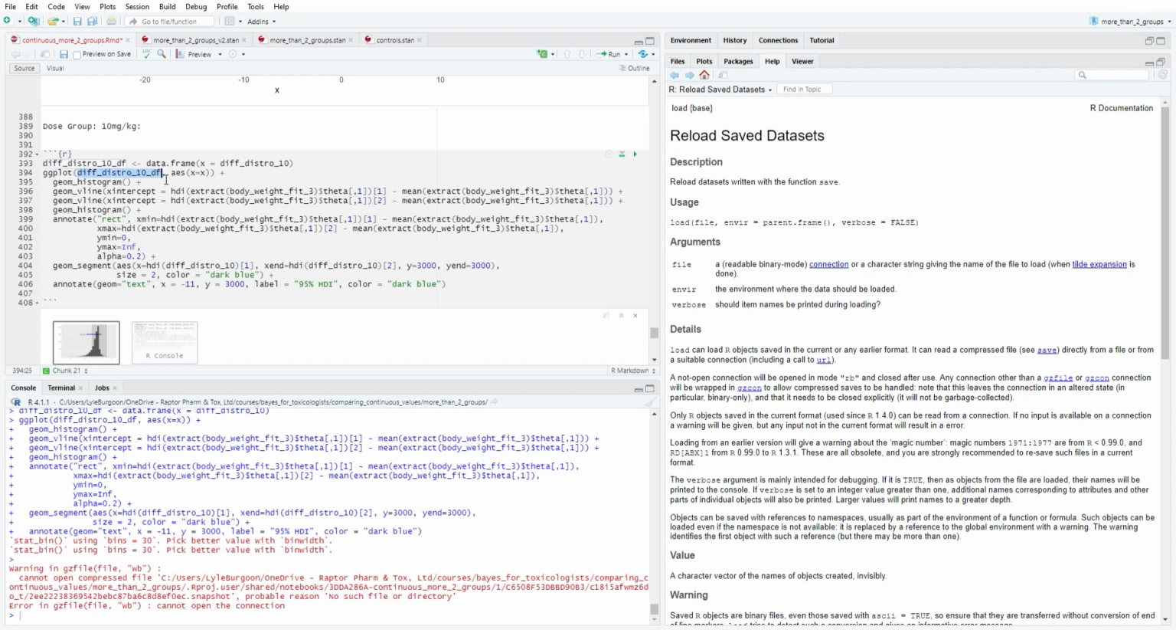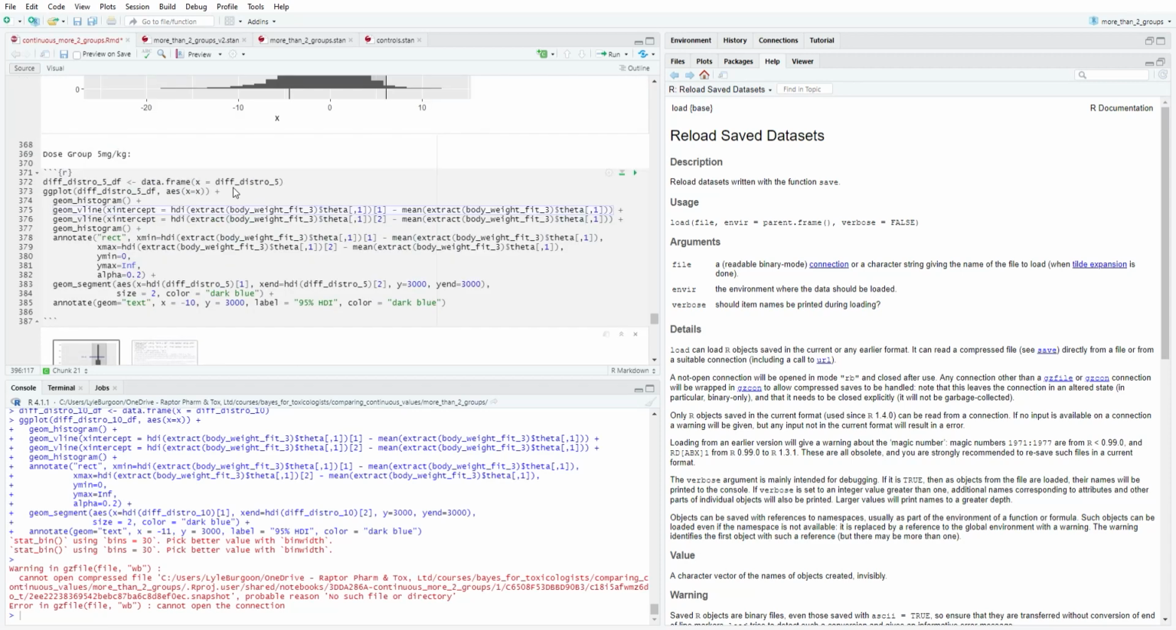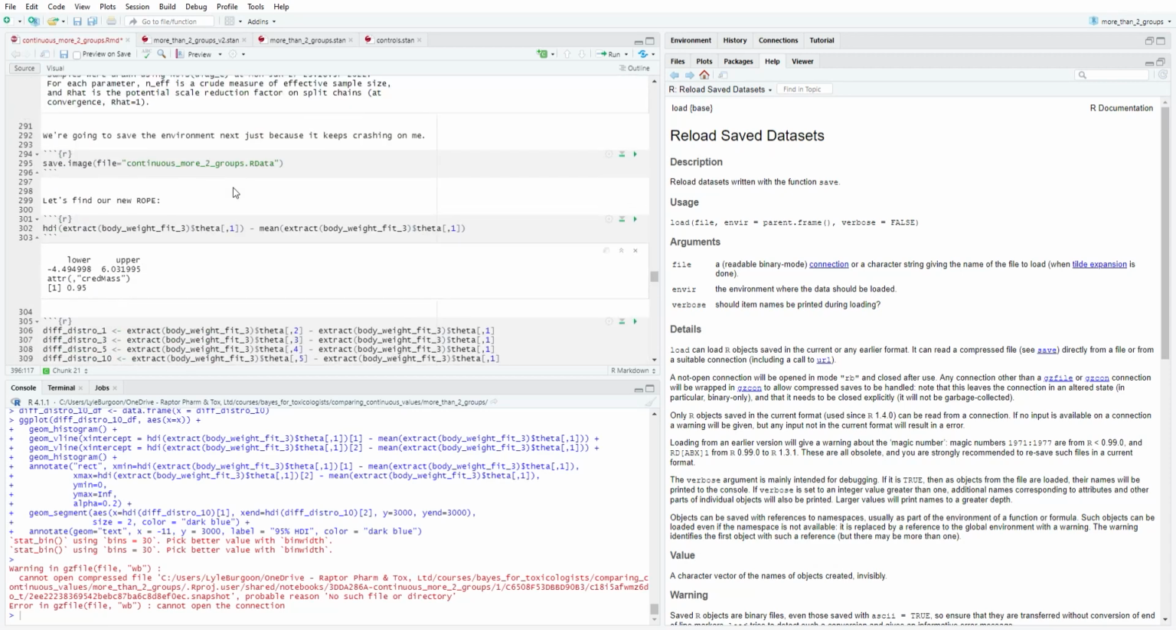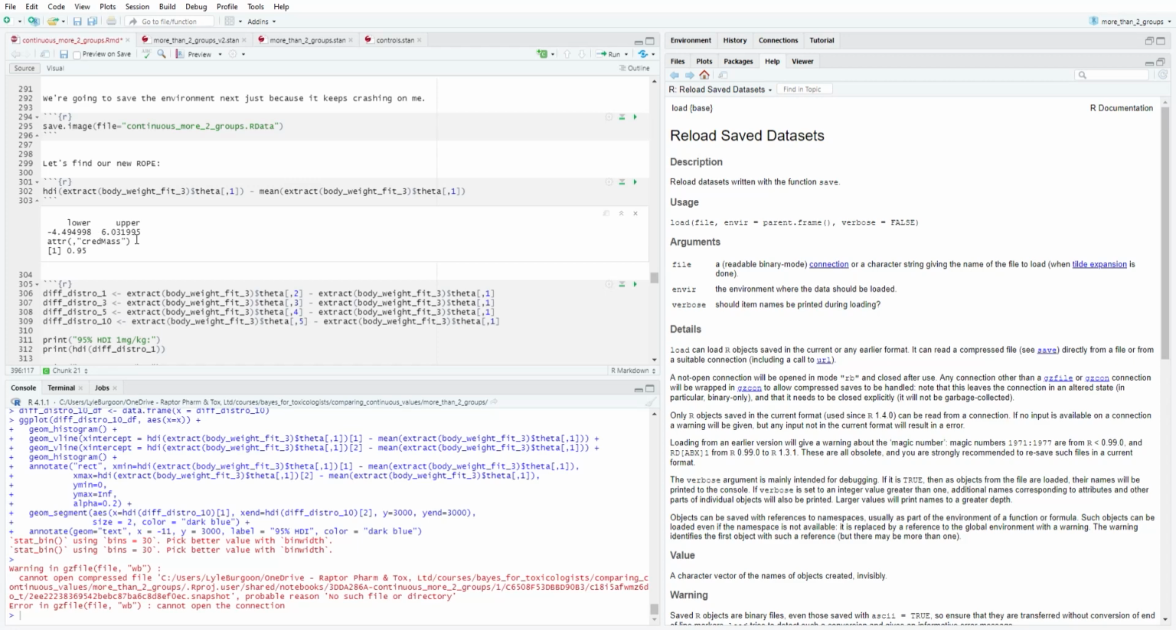So this is the data frame that we're using, diff distro 10df, right? That's the first thing that we tell ggplot: this is the data I'm using. This AES is the aesthetics. We're telling it that the X value for our histogram is the X column in the data frame distro 10DF. Okay. Here we're saying I want a histogram. Here we're saying give me a vertical line, and I want that vertical line to be at this x-intercept. This x-intercept, this line right here, is from our rope. I shouldn't call it vehicle. And it's this one right here.